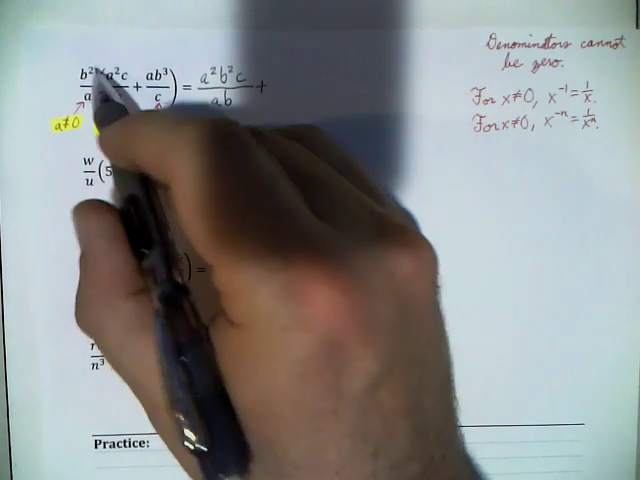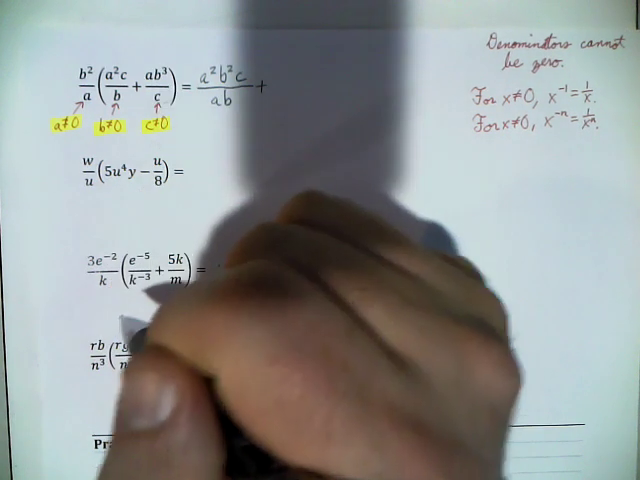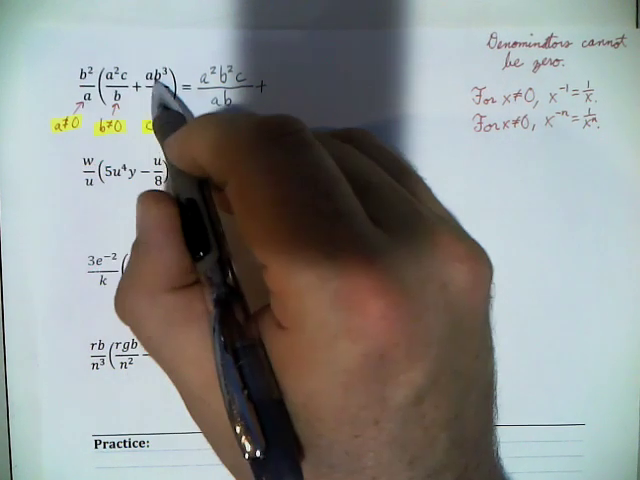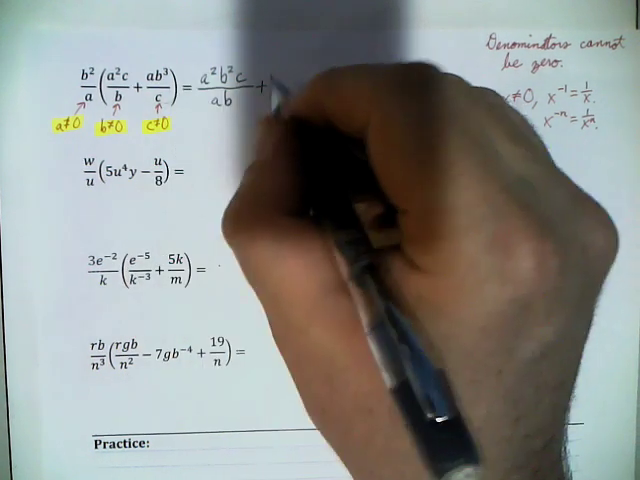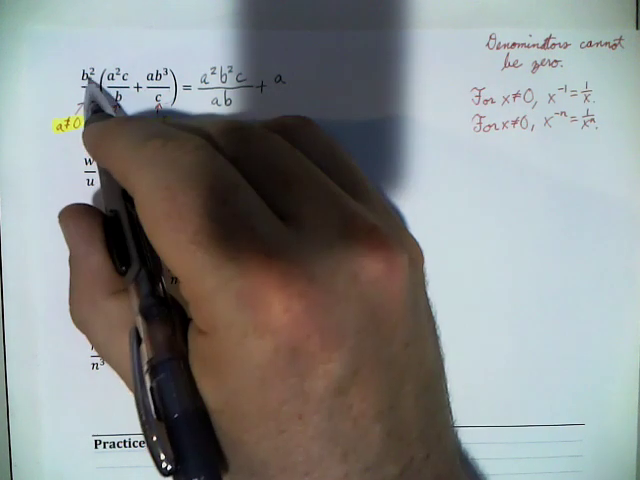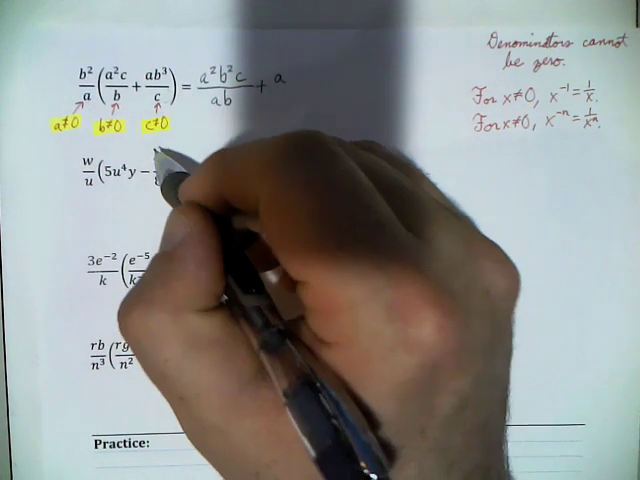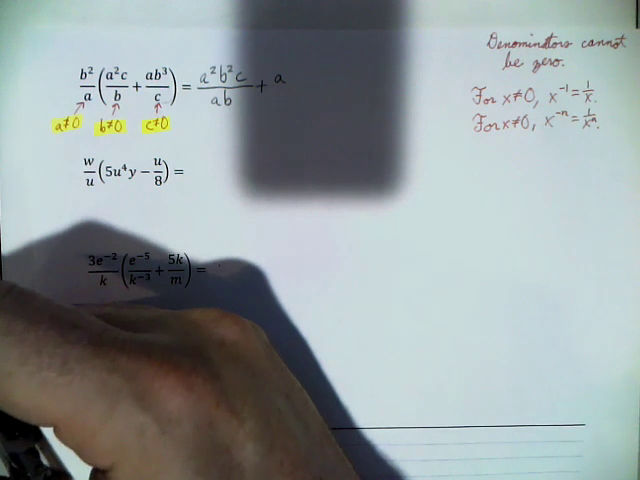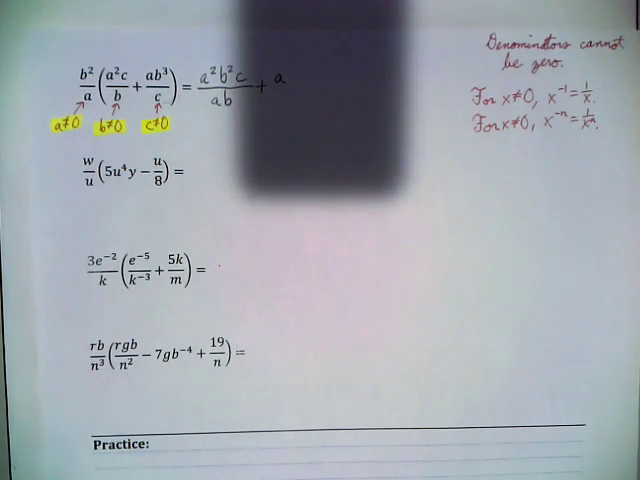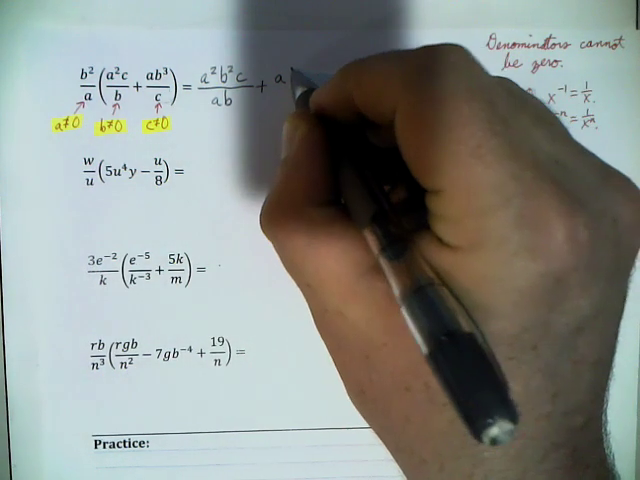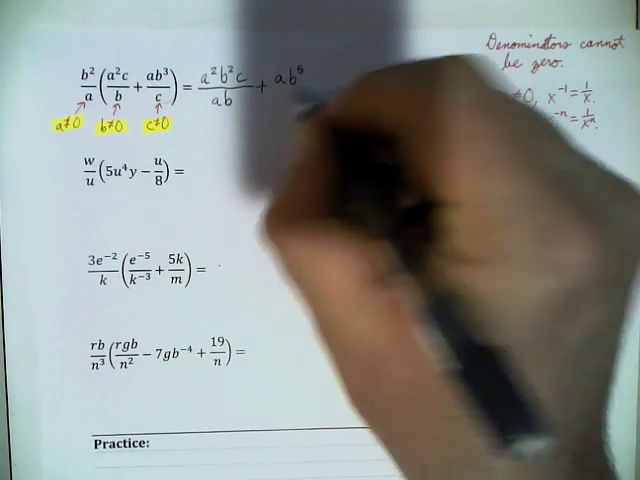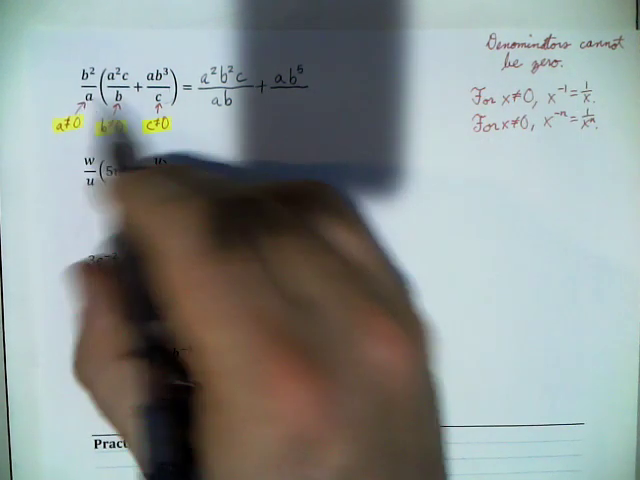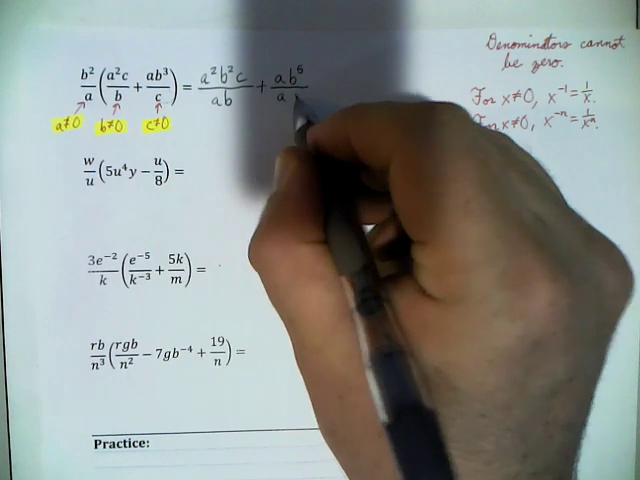Plus, and now the b squared a will distribute to this one here. So I've got a b squared times an a b cubed. We're going to start with that a, but then my b squared times my b cubed. Remember, anytime we multiply powers, we add their exponents. So I'm going to add 2 and 3 and get 5. And in the denominator, we just have a times c.